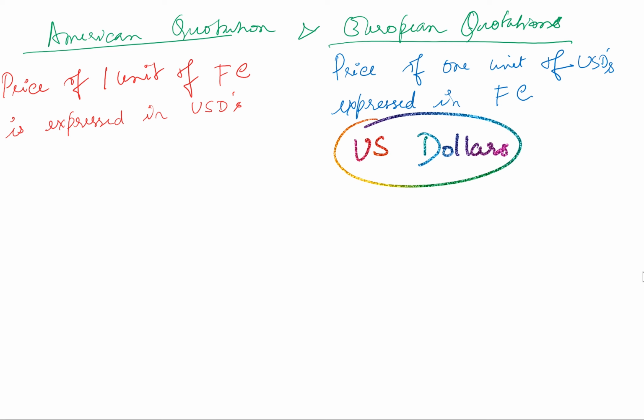Based on the meanings, the basis of differentiation between American and European quotation is the US dollars. If a particular forex quote has US dollars in it, it may be in the base position or it may be in the quote position. Only then can you classify a forex quote as an American quote or a European quote.